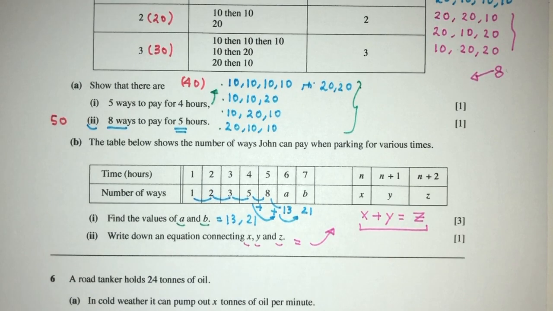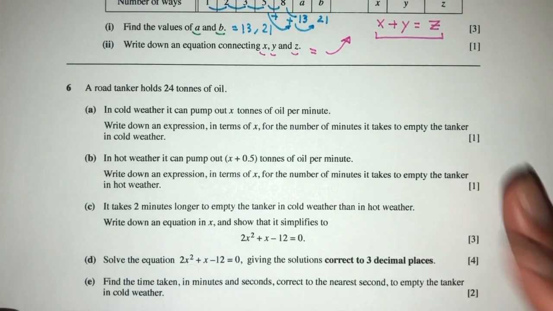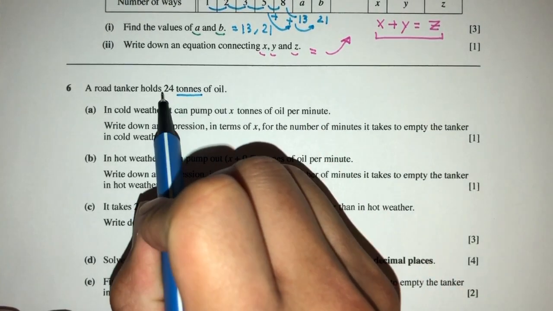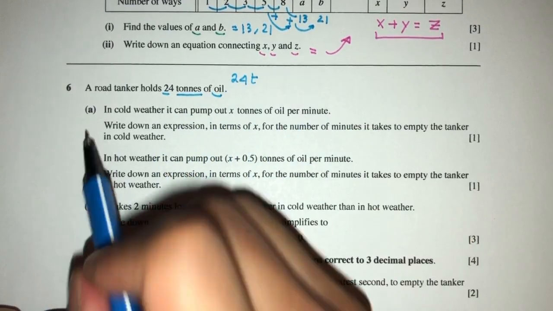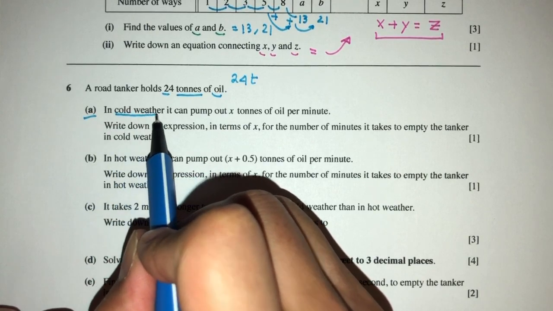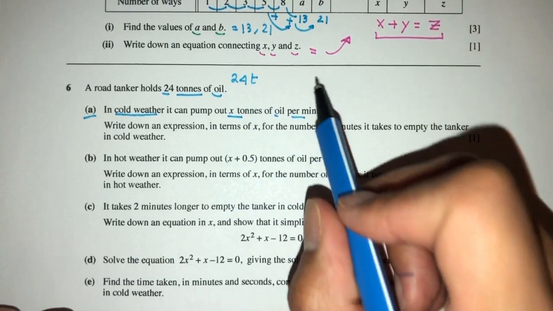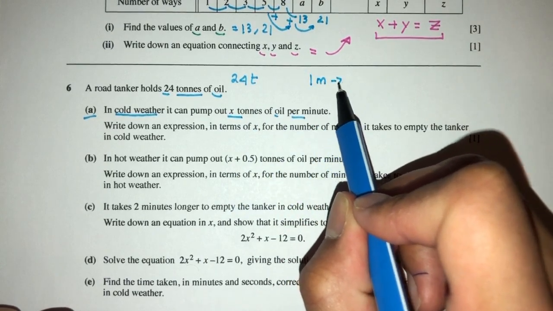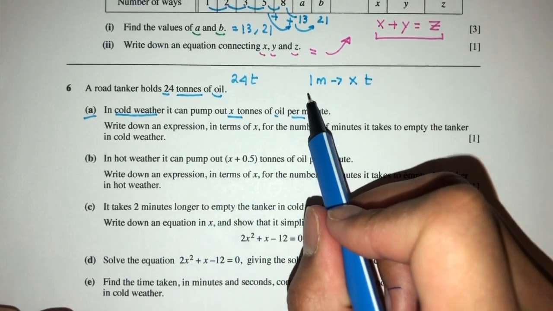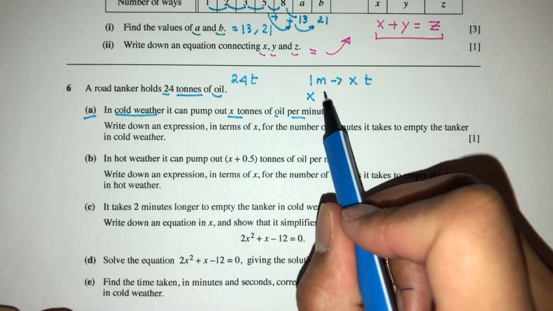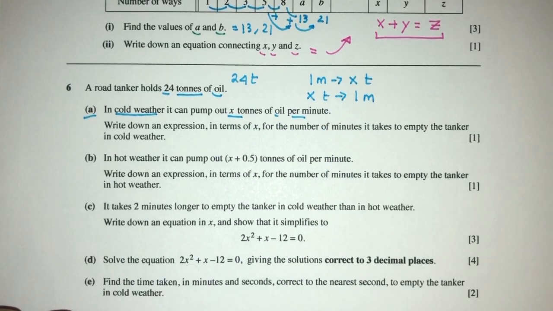Now what's next? We have question number 6. A road tanker holds 24 tons of oil. That's how much it holds. Now, in cold weather, that's the condition, it can pump out X tons of oil per minute. So in 1 minute, it can pump out X tons. We can write this either way, it's the same meaning, right?